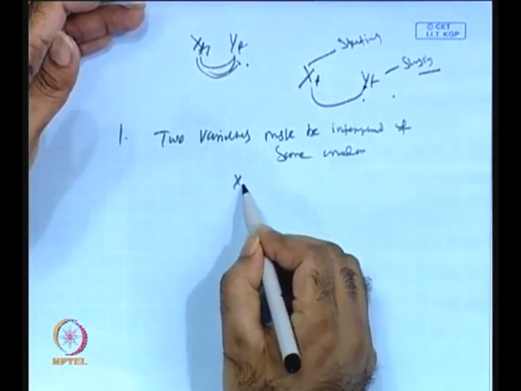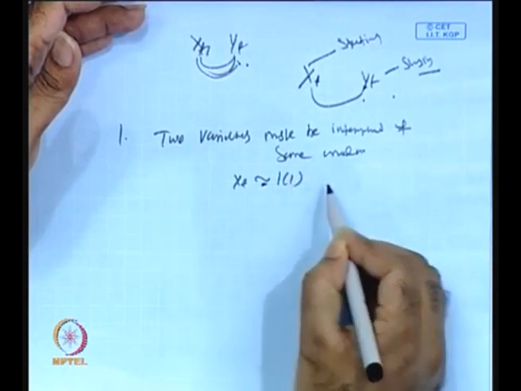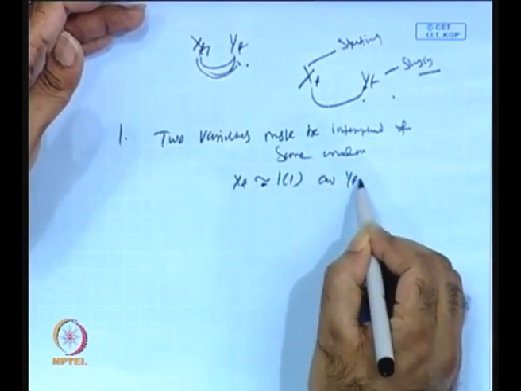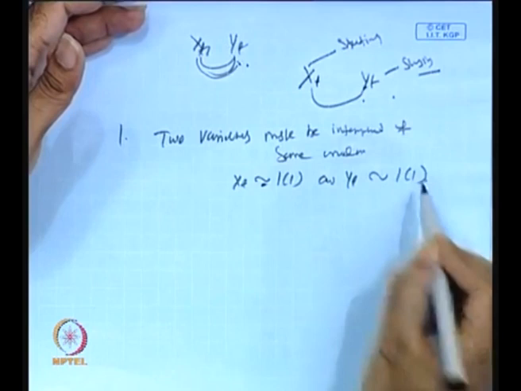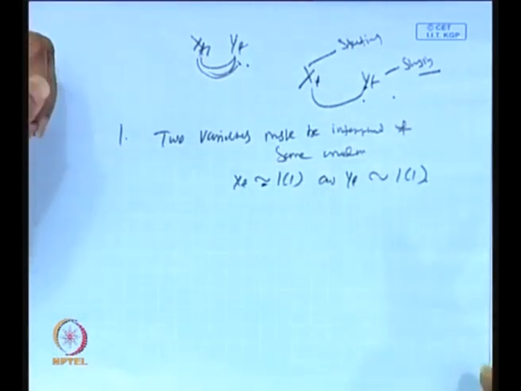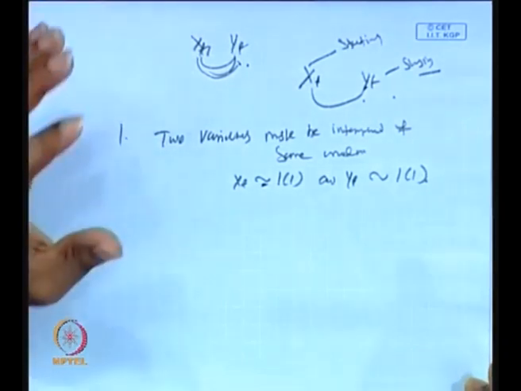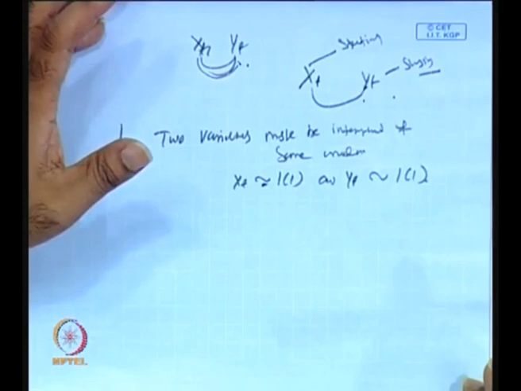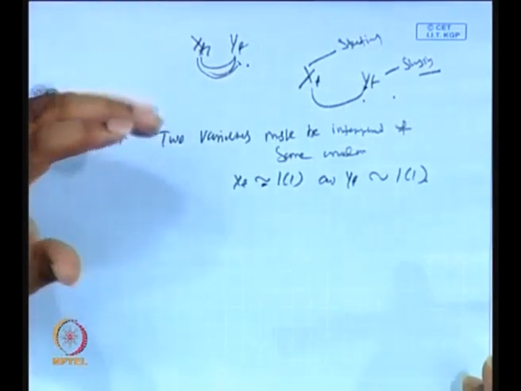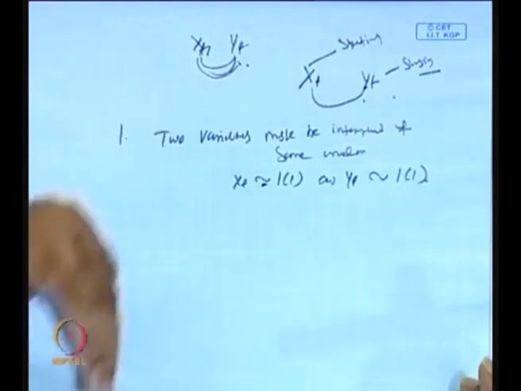Preferably like this: x t integrated of order 1 and y t integrated of order 1. Okay. So, this is the first condition of the cointegration technique, the EG test. So, the two variables must be integrated of the same order. Let us assume that they are stationary at the first difference level.